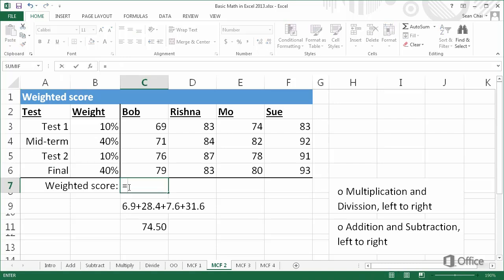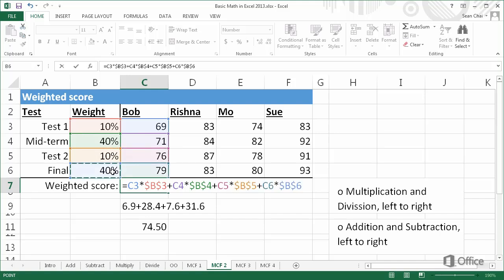To do this, I multiply the Test 1 score for Bob by its weight. I press F4 after I select the weight value in B3 so that when I copy the formula, the weight for Test 1 will always remain cell B3. This is referred to as absolute cell reference. I then add Bob's midterm score multiplied by its weight in B4 and press F4 again. I follow the same steps for Test 2 and the final test.